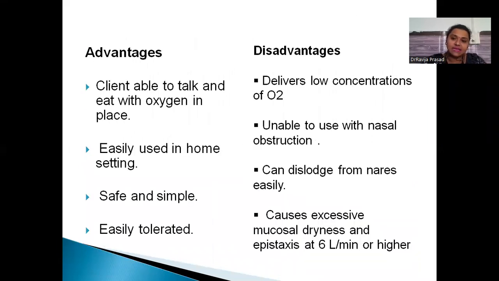Now, what are the advantages and disadvantages of nasal cannula? First, the advantages: the client is able to talk and eat with oxygen in place. Second, easily used in home settings. Third, safe and simple. Fourth, easily tolerated. Now, what are the disadvantages of nasal cannula? First, it delivers low concentration of oxygen, is unable to be used with nasal obstruction, can dislodge from the nares easily, and causes excessive mucosal dryness and epistaxis at 6 liters per minute or higher.